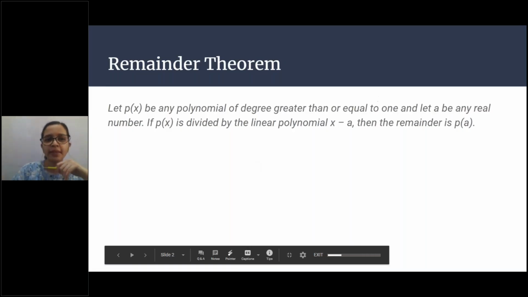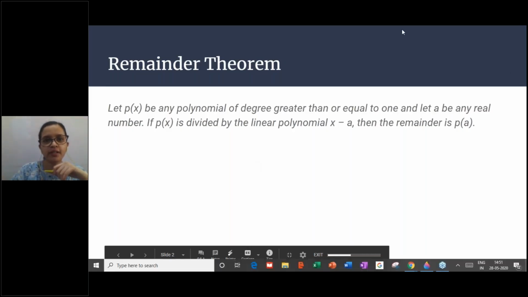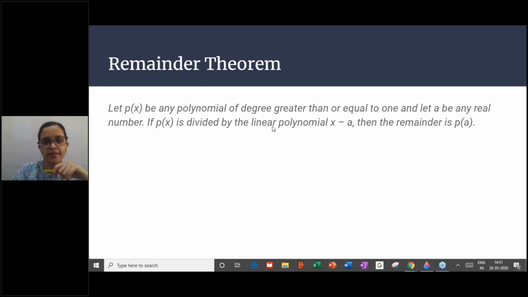So let p of x be any polynomial of degree greater than or equal to 1, and let a be any real number. If p of x is divided by the linear polynomial x minus a, then the remainder is p of a. Complicated way of saying what I just explained to you. So here they've just added a clause that p of x should be at least a linear polynomial, having a degree greater than or equal to 1.